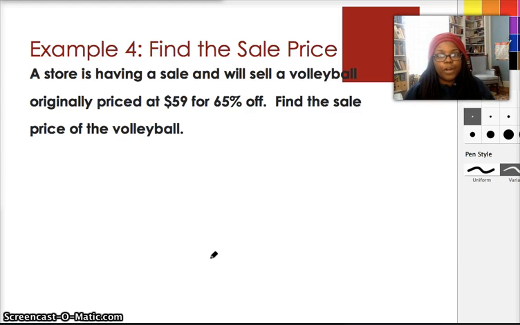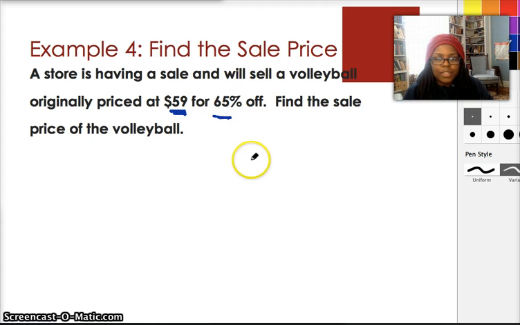Let's look at example 4. We're going to find the sale price. A store is having a sale and will sell a volleyball originally priced at $59 for 65% off. Find the sale price of the volleyball. We're not looking for the discounted amount. We're looking for the sale price. How do we do that?